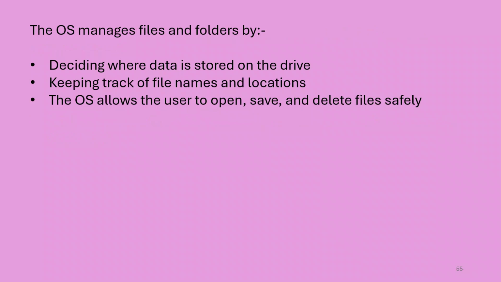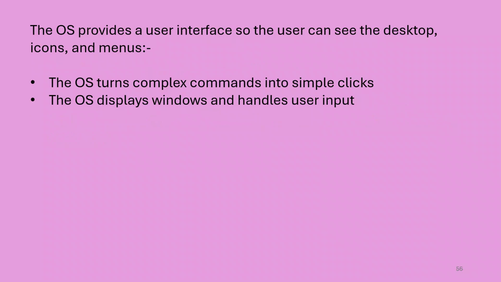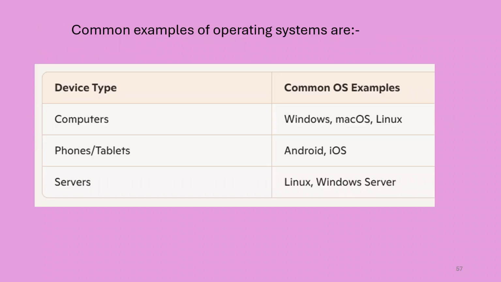The OS manages files and folders by deciding where data is stored in the drive, keeping track of file names and locations. The OS allows the computer to open, save, and delete files safely. The OS provides a user interface so the user can see the desktop icons and menus. The OS turns complex commands into simple clicks. The OS displays windows and handles user input.